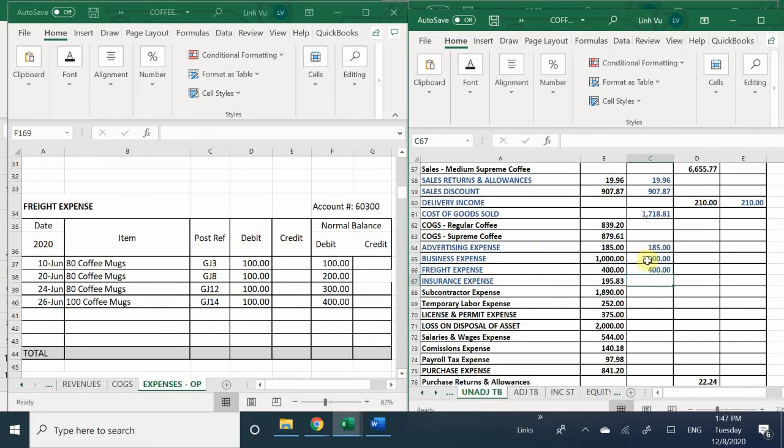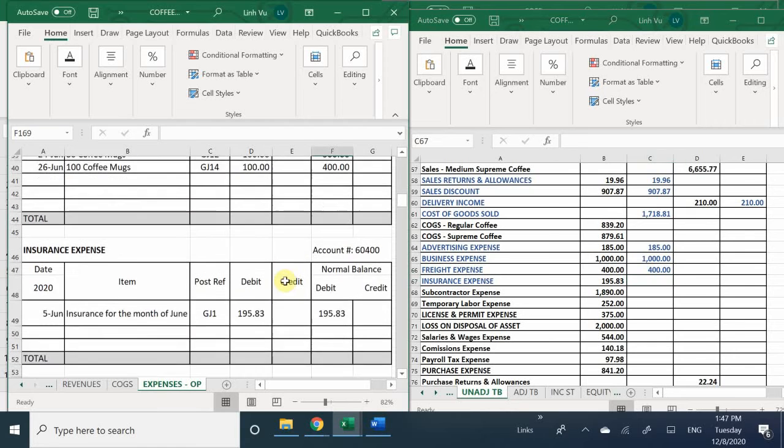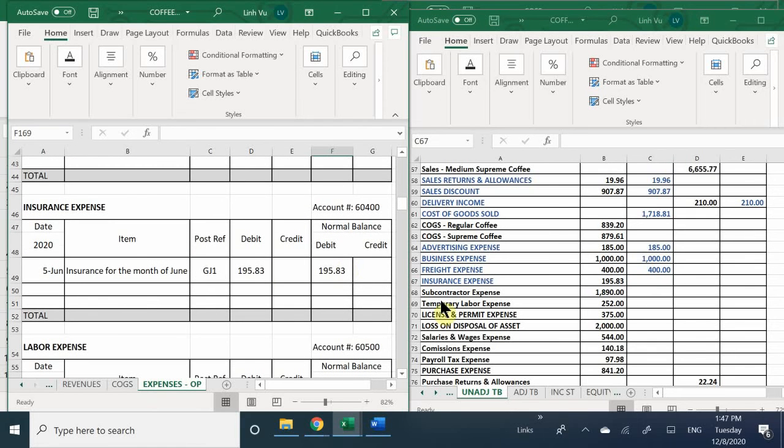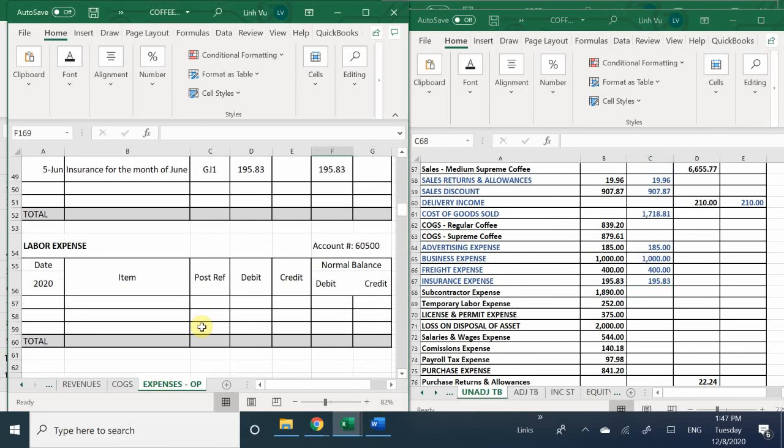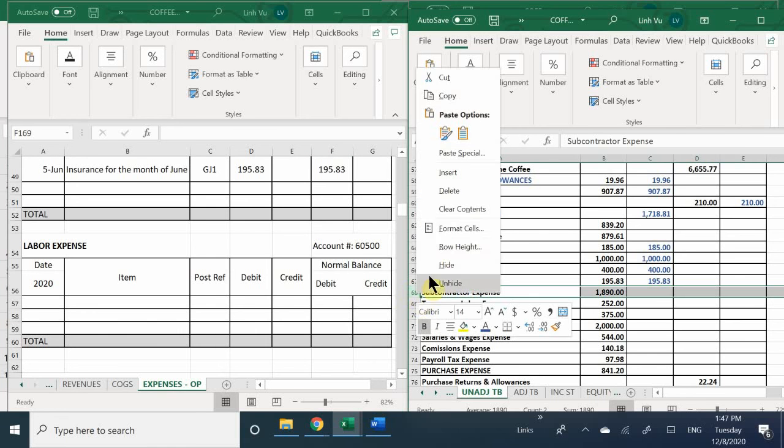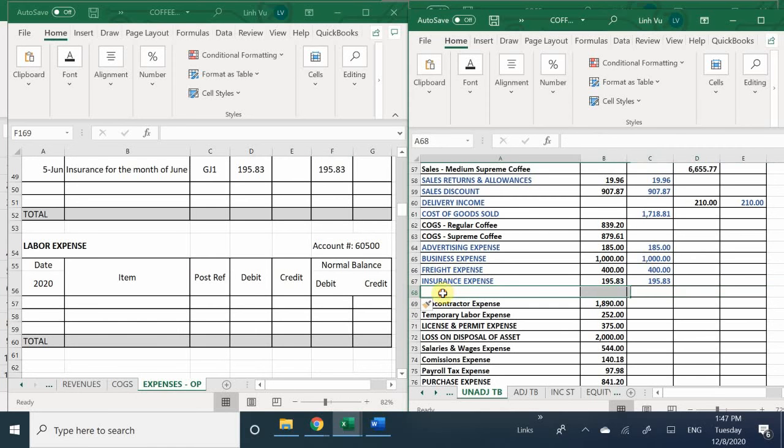All right. What about my insurance expense? It's going to be this one. Yeah, so that's the same. Okay. All right. So this is where you have a main account. It's going to be labor expense. So that's going to include your subcontractor and your temporary labor. So I'm going to go ahead and insert this right here for labor expense.